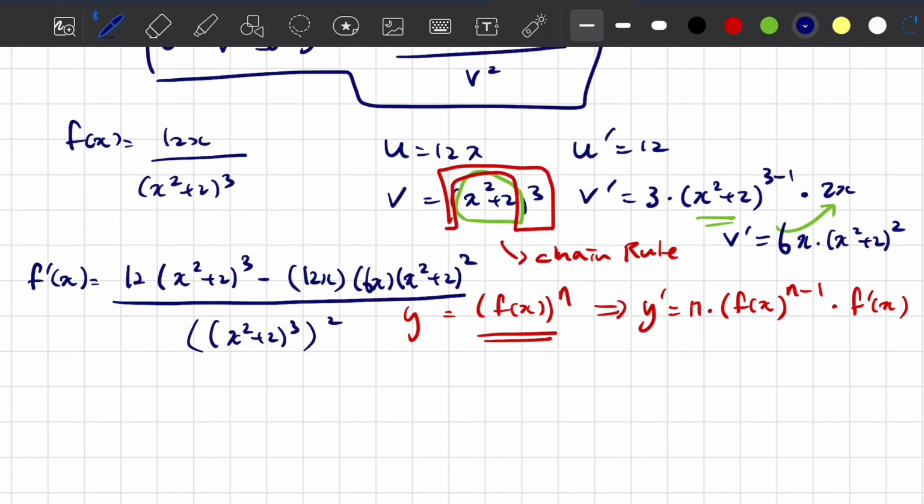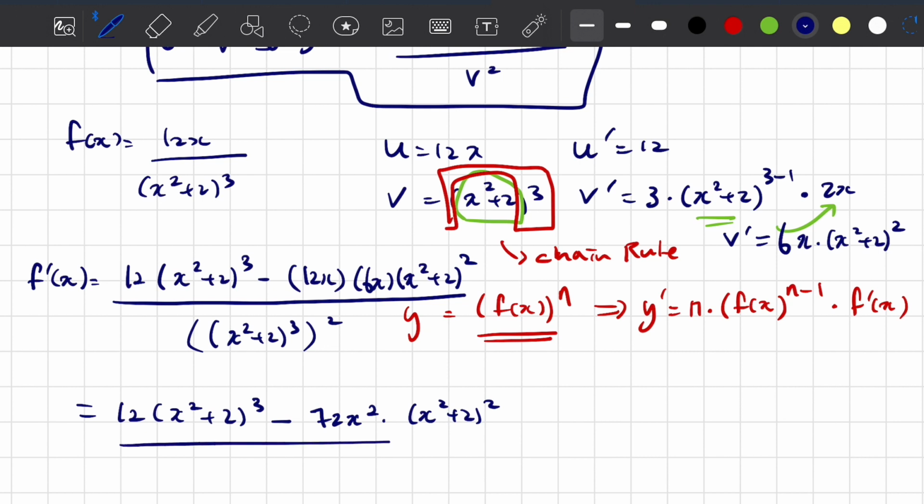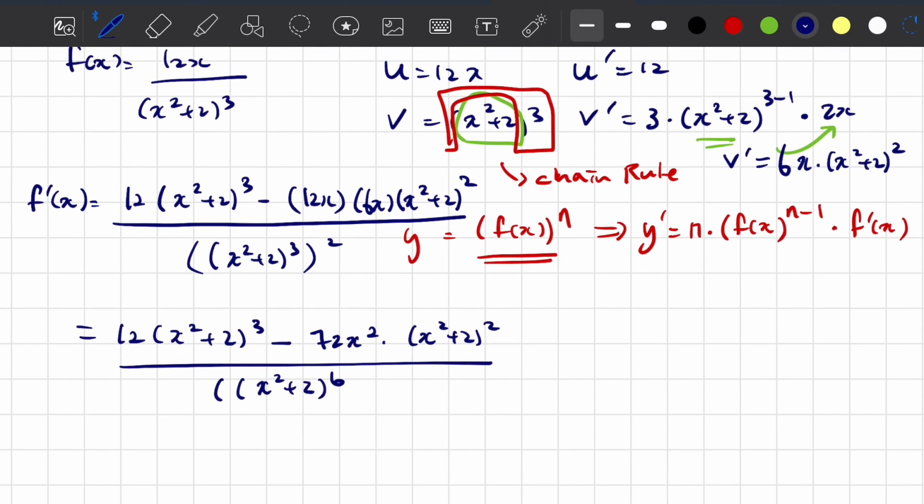Then this can be simplified as 12 times (x squared plus 2) to the power of 3 minus 72x squared times (x squared plus 2) to the power of 2, over (x squared plus 2) to the power of 6. Then we can see that there's a common part, so we can simplify all this.